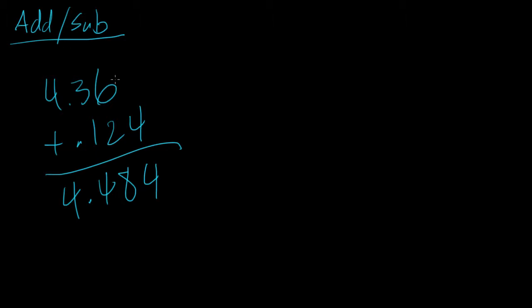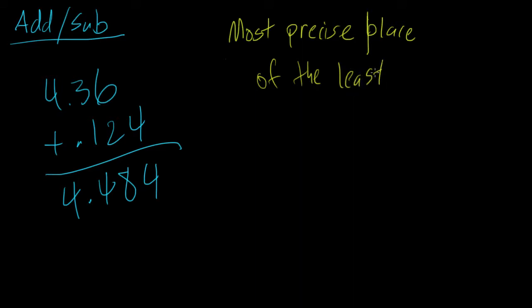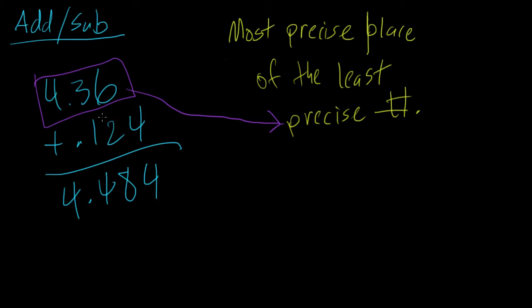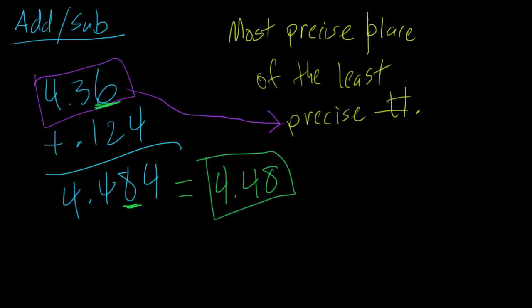Well, the rule for addition and subtraction is you look at the most precise place of the least precise number. That's really sloppy, but you get the idea. The most precise place of the least precise number. So here, 4.36 is the least precise number because it only goes to 100ths. And the most precise place is 6, which is the 100th place. So that means we're going to round to the nearest 100th. So for this one, we would have 4.48. Okay, let's do a couple more.